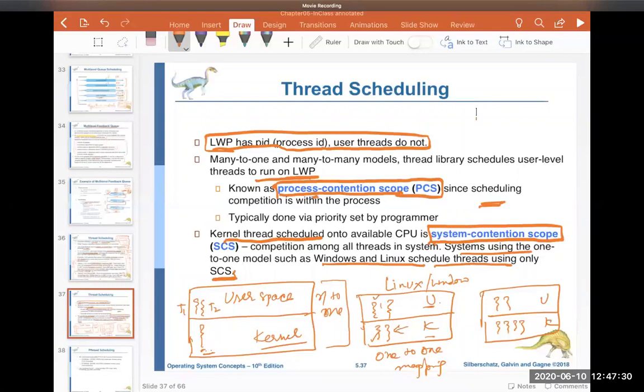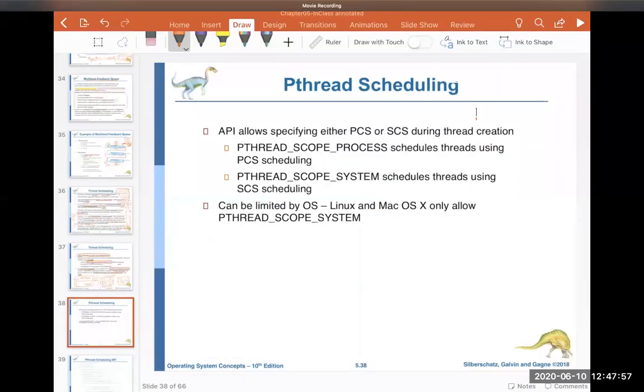This would be the first step, and then this would be the second step. The process contention scope would first map user level threads to the kernel threads, and then the system contention scope would schedule the kernel level threads for the CPU. There are POSIX APIs available which return what scope is available on your computer system. The APIs allow specifying either PCS or SCS during the thread creation process. We have seen how to create the threads, and based on the threads, we have to decide which process should be taken next.